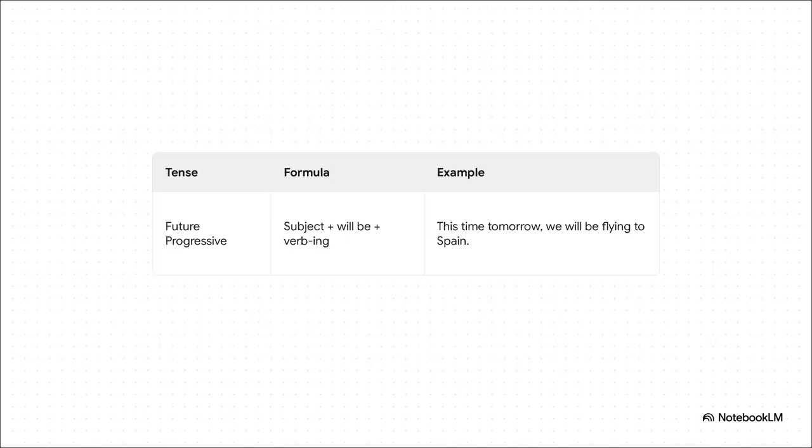So to round out level 2, we have the future progressive. This tense lets you basically zoom in on a specific moment in the future and say what will be happening right then. This time tomorrow, we will be flying to Spain. You're not just saying you will fly, you're imagining yourself right in the middle of that action, in the future.